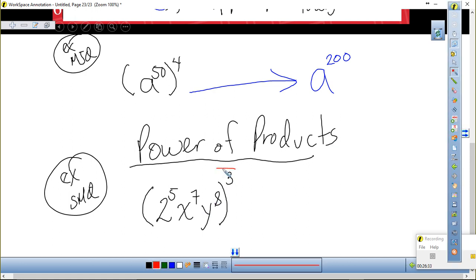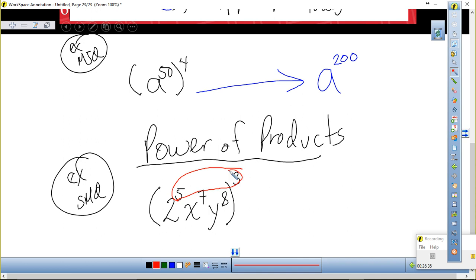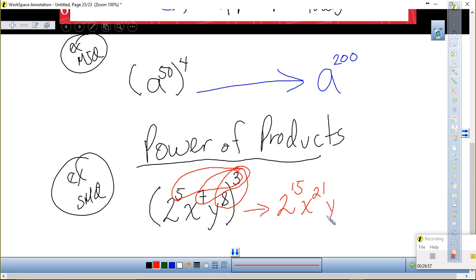Look up. Look what I'm going to do. So, with that said, who can give me the simplification of this? Ian. So it's 2 to the 15th, times x to the 21st, times y to the 24th. Hands if you see it.